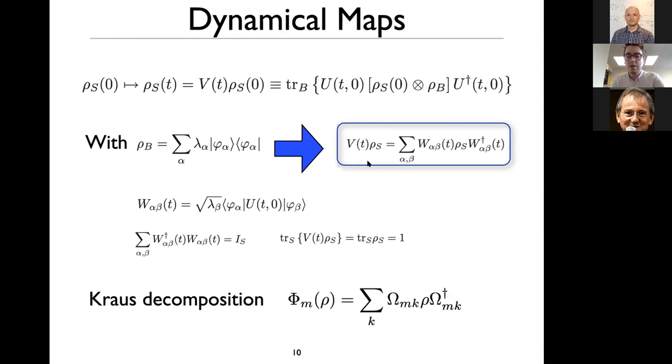I said that this is written in the form of a Kraus decomposition. In a more general setting, any linear map which is completely positive and trace preserving admits a Kraus decomposition in this way, where these operators omega and omega dagger are the so-called Kraus operators. These Kraus operators satisfy a normalization condition such that the sum over k of omega dagger omega is equal to the identity. By construction, you can see that for this dynamical map, these W operators, which are the Kraus operators, satisfy this normalization.